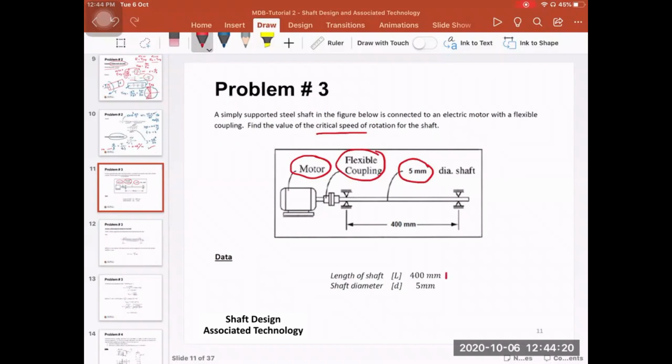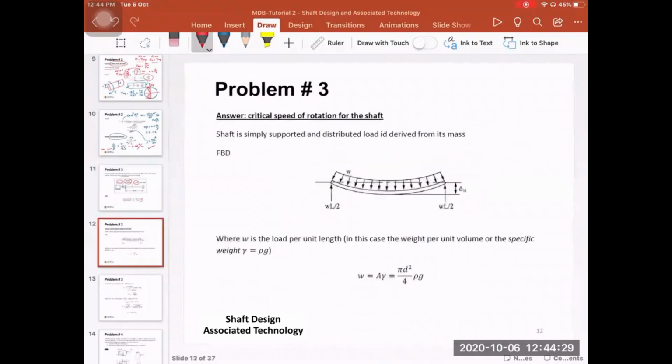So the length of the shaft is given here as 400 millimeter, and the diameter of the shaft is given as 5 millimeter. In this case, we are going to consider the case where we have a shaft under its own weight. So a simple supported and distributed load. If you consider that the maximum deflection here is going to happen in the middle point, so this is delta static, which is the maximum deflection at the middle point of the shaft. So the load per unit length is W. So this W is load per unit length.